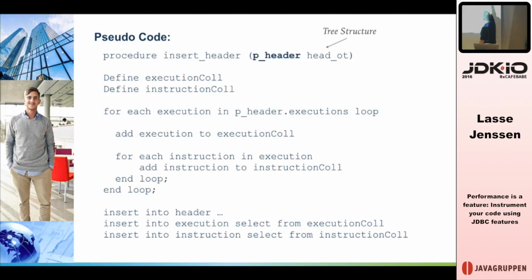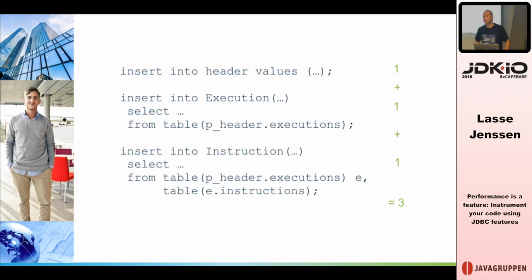The insert procedure would take a header, a tree structure coming in. I would define execution collection and instruction collection. I would loop through, build up these collections, and in the end, I could actually only do 3 inserts. I could do an insert into the header. I could do an insert into execution based on a select from collection, because collection is just a table.